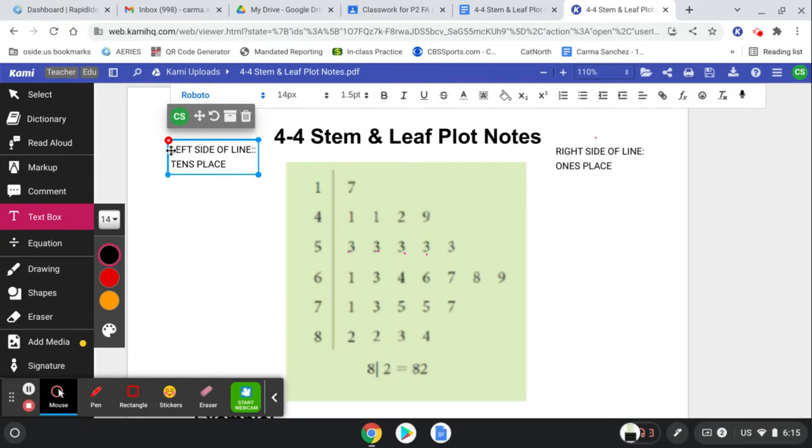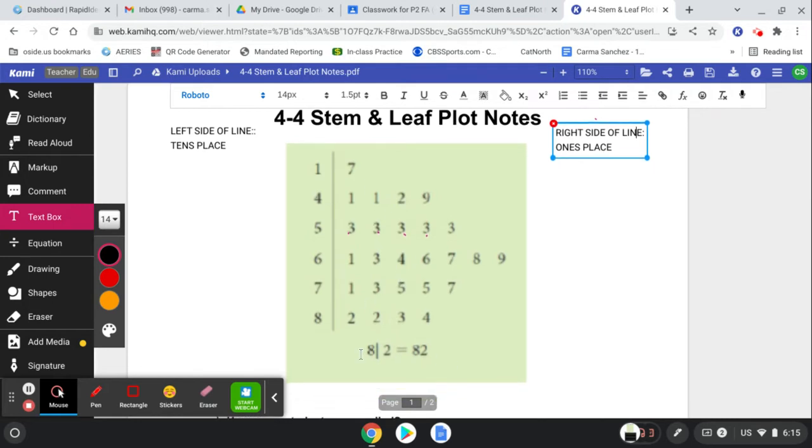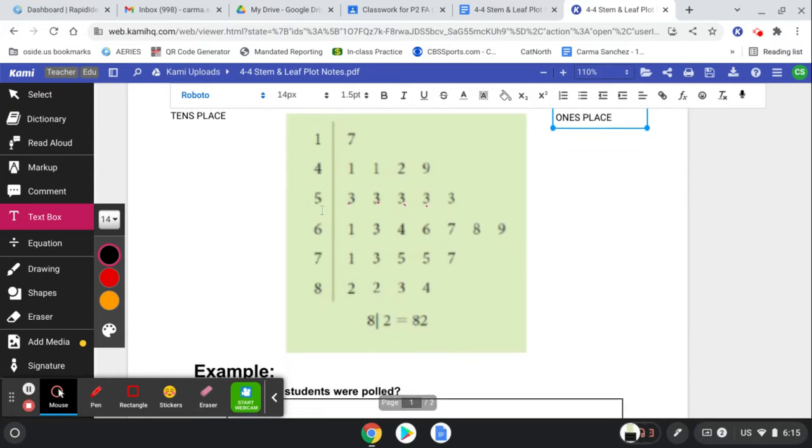I put a little note up here on the side if you'd like to add that to yours. And then on the right-hand side, the numbers on the right stand for the ones place. So this down here at the bottom, this 8/2 equals 82, is a legend telling us that the 8 stands for the tens place and the 2 stands for the ones place. So an 8/2 would be an 82. So let's go see what you think of this data, see if you understand what I mean.